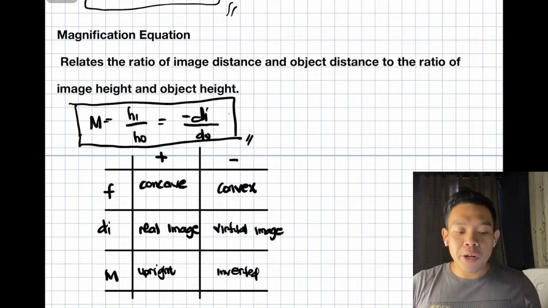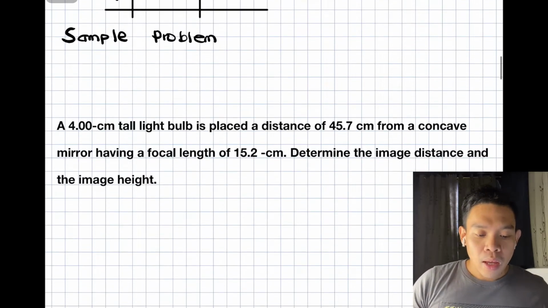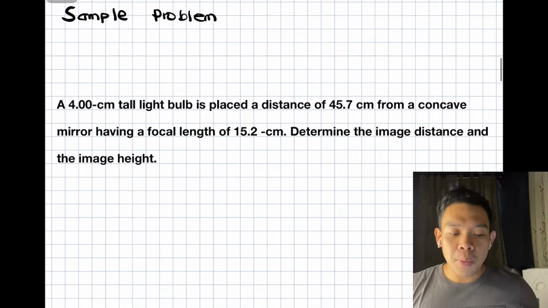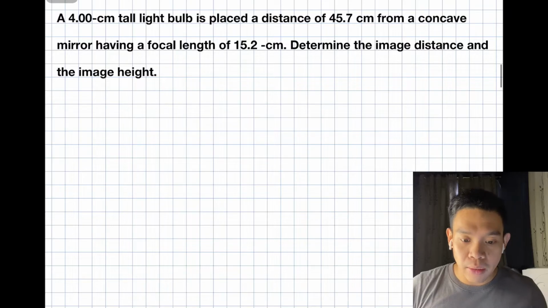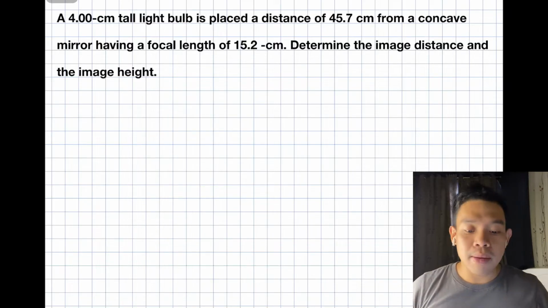Let's work with our sample problem. A 4.00 cm tall light bulb is placed a distance of 45.7 cm from a concave mirror, having a focal length of 15.2 cm. Determine the image distance and the image height. So let's solve our problem in a very systematic manner.